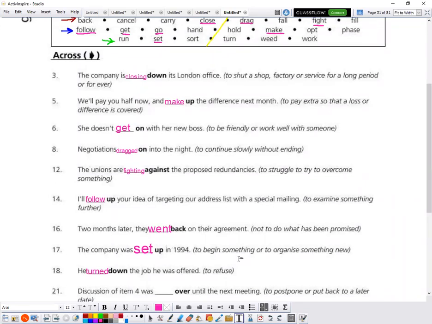Discussion of item 4 was over until the next meeting. Means to postpone or to put back, to put back to a later date. And the answer here is yes. Ahmed, mashallah. Was held over, from the verb hold.